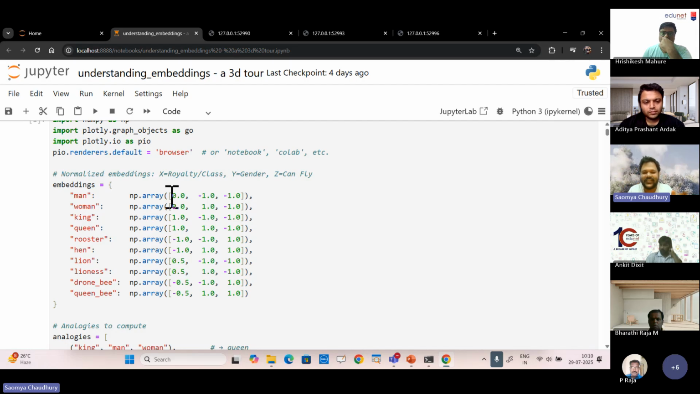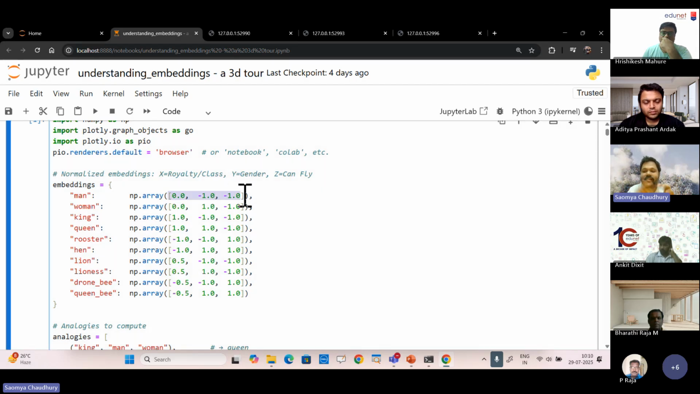I did not say it yesterday, I believe. These numbers are not random. They have been fixed, intentionally put in that manner so that when you talk about the male version of something, man will be on the same side of things, king will also be on the same side of things.